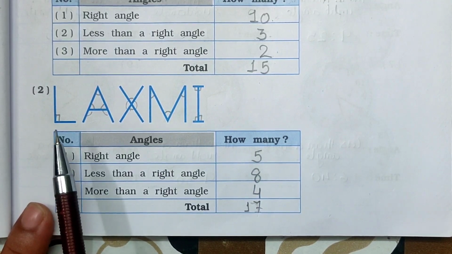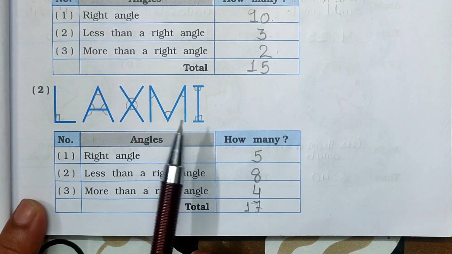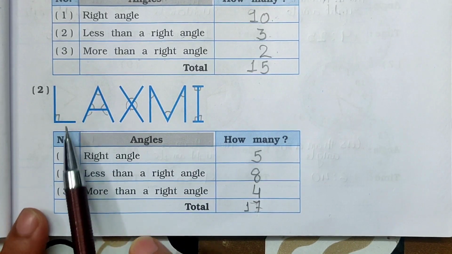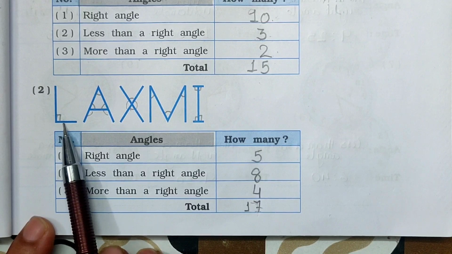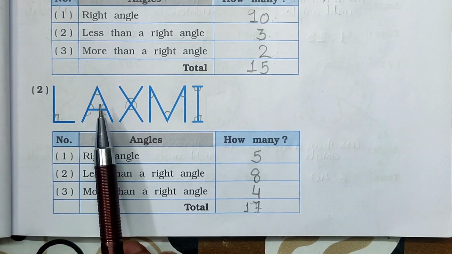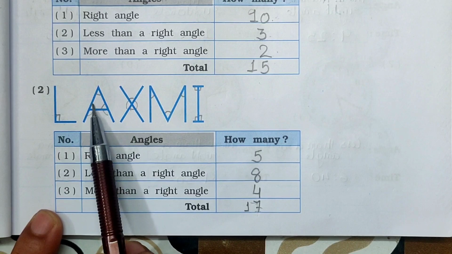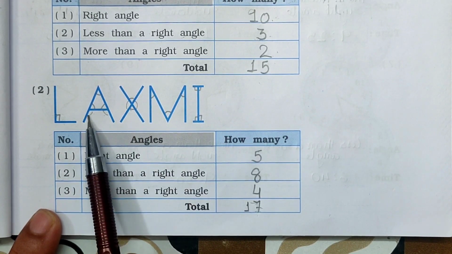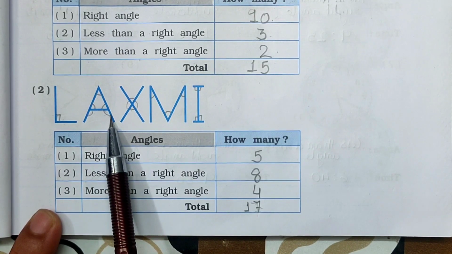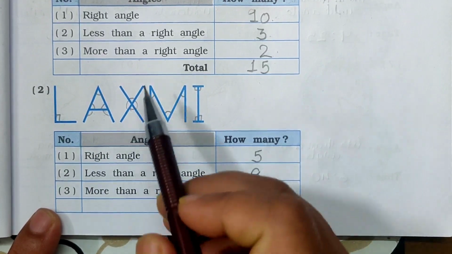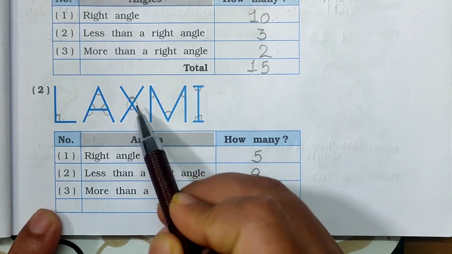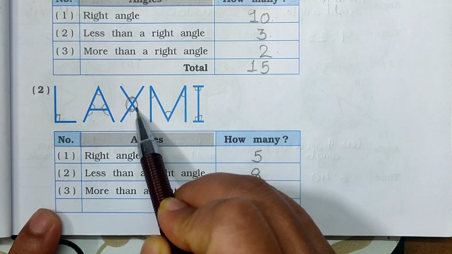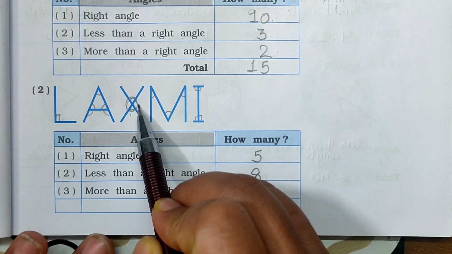Now see here, the word is L-A-X-M-I, Lakshmi. First of all, in the L there is one right angle. Then in the letter A, 1, 2 and 3 are less than a right angle, and these two, this one and this one, are more than a right angle. Here in the letter X, this and this are less than a right angle. And here, the side ones are more than a right angle.